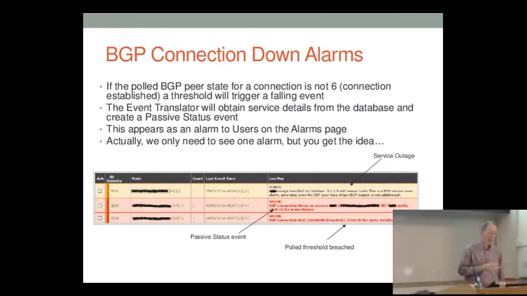But we get information there that says the IP address. We include the name of the service, which you actually blacked out so you can't see, but that's come in from Postgres. We also get a passive status event that tells us a little bit more. So in this example, we've got the VRF details that get put into the message. And then at the bottom we get our threshold breached as well. So perhaps overkill that we get three events instead of one, but it certainly makes them pay attention that something has gone wrong, so they should pick up the phone or log a ticket.